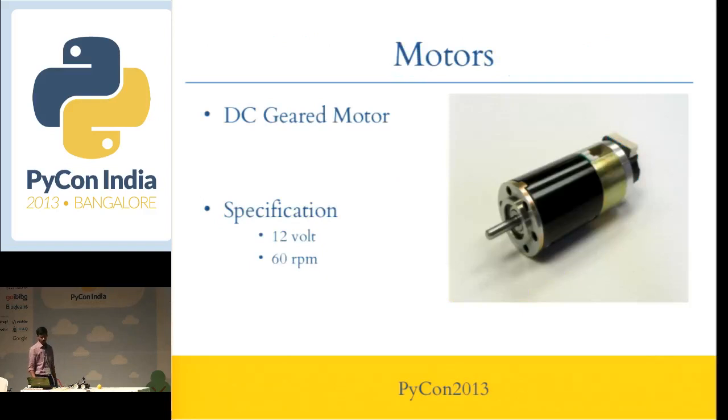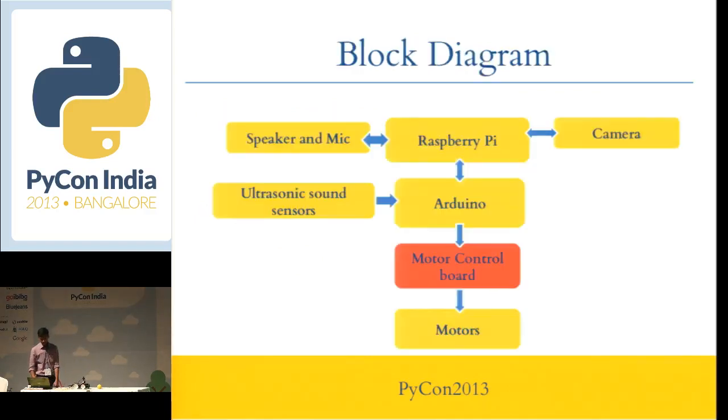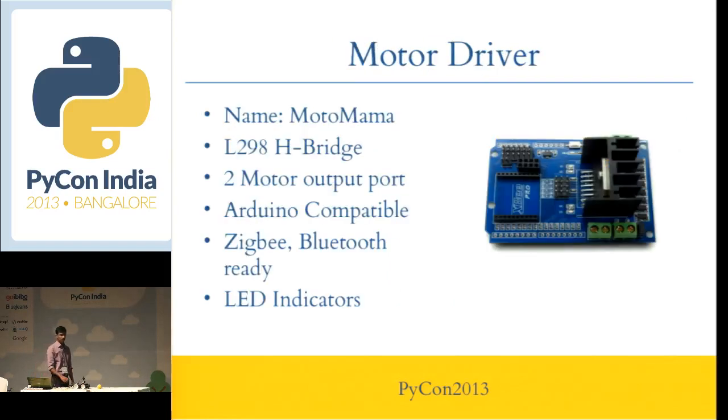So first, motors. I used DC gear motors for this hardware, running on 12 volts and 60 RPM. DC gear motor means adding gears to ordinary DC motors. So it adds additional torque. It can take more load. So I use 4 DC gear motors in this robot. Then the motor control board. For controlling motors, we need a motor control board.